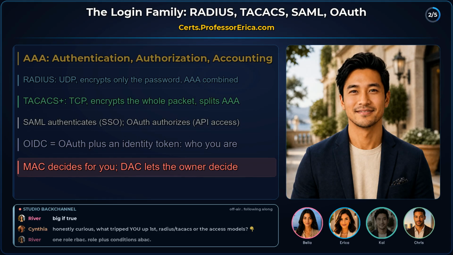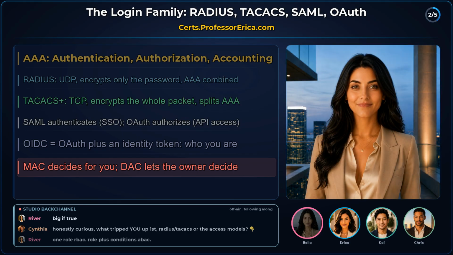Authorization is what you are allowed to do once you are in, the permissions. Authentication always comes first. Authorization decides the rest. Same A and AAA, two different jobs. And three quick supporting players round out this family.